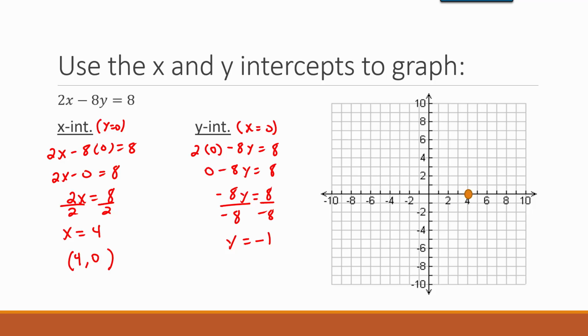So plot that point, (0, -1). From the origin, I would just go down 1 place and plot the point. Now my final step would simply be to draw my line through those points. And that's how we graph by using the X and Y-intercepts. So again, to find the X-intercept, replace the Y variable with 0. To find the Y-intercept, replace the X variable with 0.